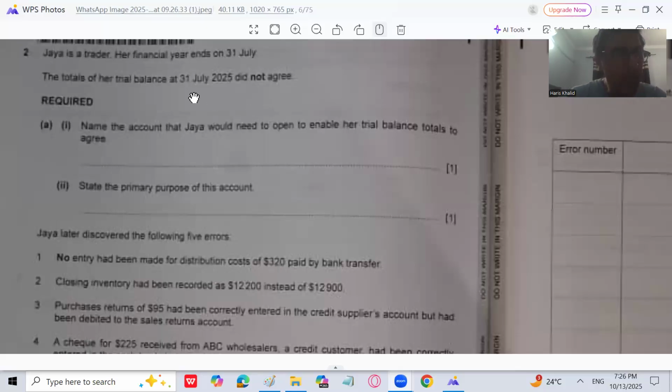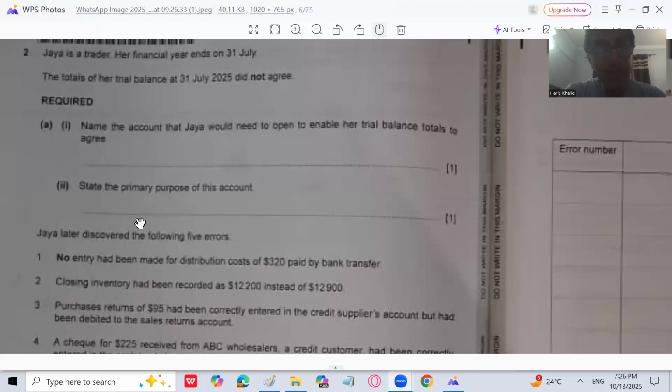So let's start the question. Jia is a trader. His financial year ends on 31st July. The total of her trial balance at 31st July did not agree. Name the account that Jia would need to open to enable her trial balance total to agree. Obviously, it's a suspense account, right? State the primary purpose of this account.